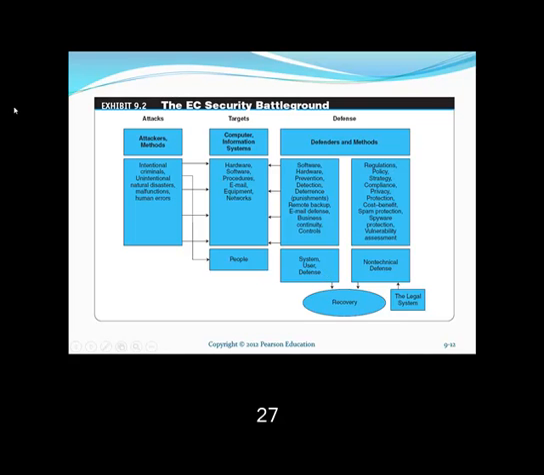Okay, so this is the e-commerce security battleground. So these are the attackers' methods. Some of the attacks are intentionally done, unintentionally done, natural disaster, malfunction, or human errors. So the target of all these attacks is the computer or information system through the hardware, software, procedure, email, equipment, and network. Or sometimes they want to target the people actually. Okay, so they try to destroy all this computer system in order to destroy the people.